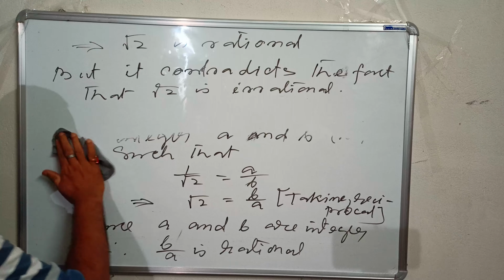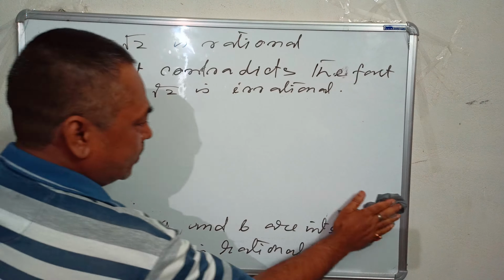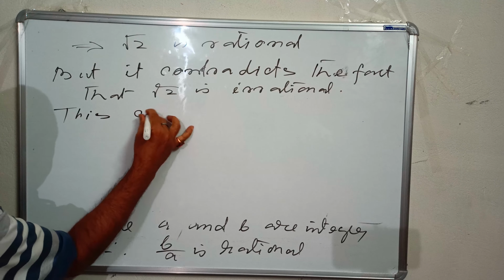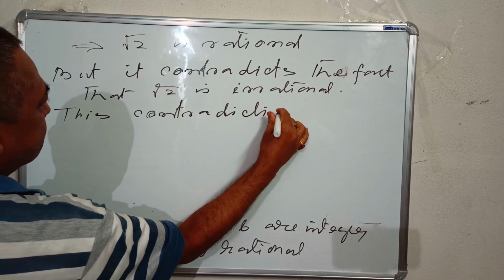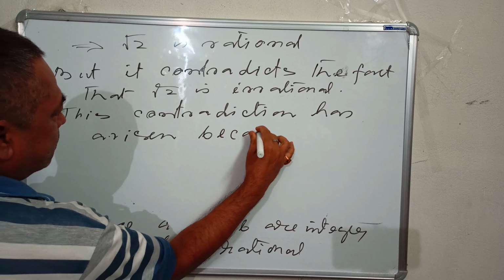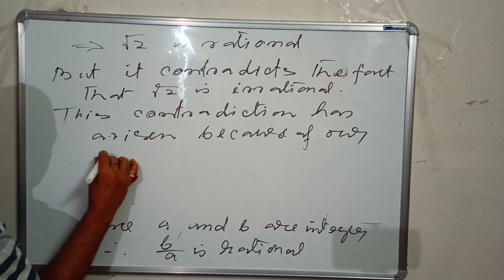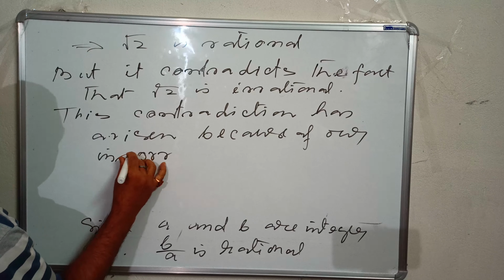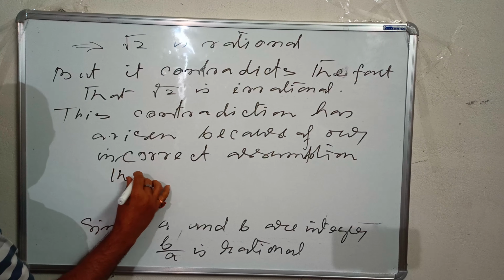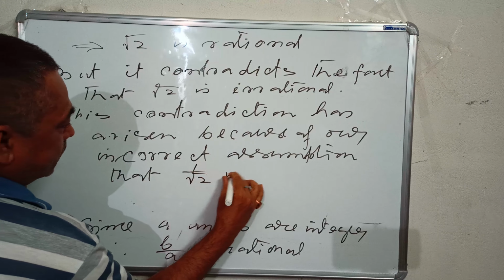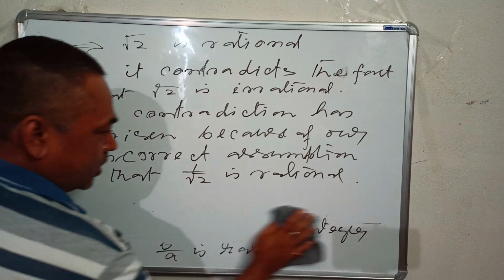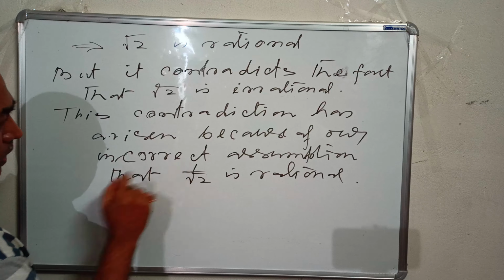Now why is this contradiction arising? It is because of our incorrect assumption. This contradiction has arisen because of our incorrect assumption that we considered 1 by square root 2 is rational. Okay, means we considered it rational, which was not correct. It is incorrect. So we say here because of our incorrect assumption.